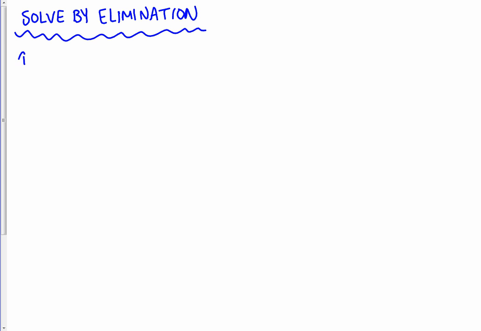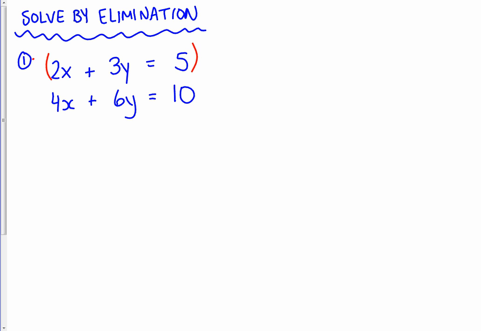Okay, so first one, 2x plus 3y equals 5. 4x plus 6y equals 10. All right, so if we're going to solve by elimination, which variable do you want to eliminate, x or y? X? Okay, so we're going to multiply the whole equation by 2.